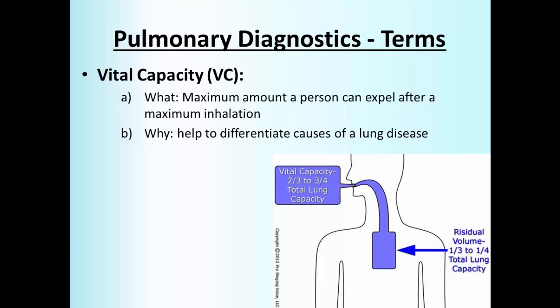So in restrictive lung disease, the vital capacity is decreased. In obstructive lung disease, it is usually normal or only slightly decreased.